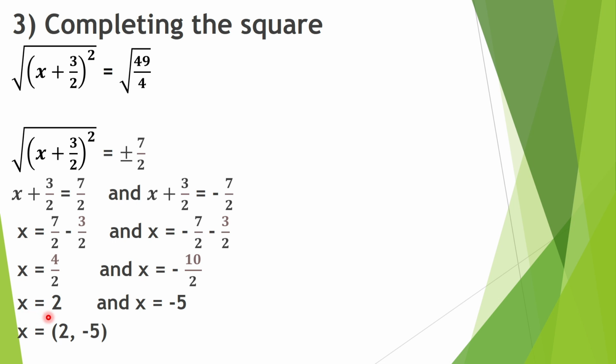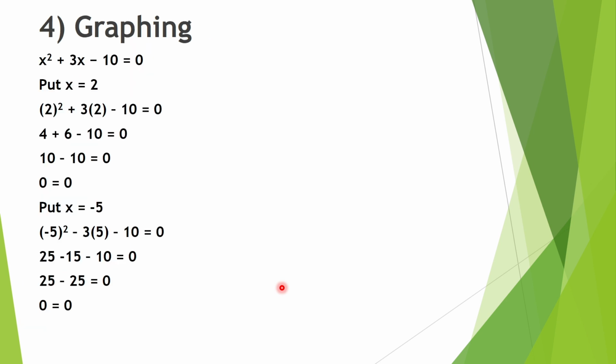So the solution set is x equal to 2 and minus 5, which is the solution, solving by the third method, that is completing the square. Now the fourth method is graphing. In graphing, you just put a value of x and you get the value of y.